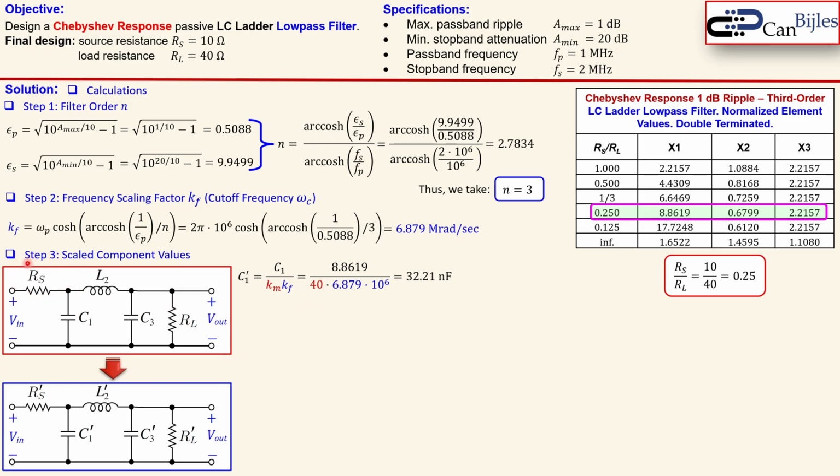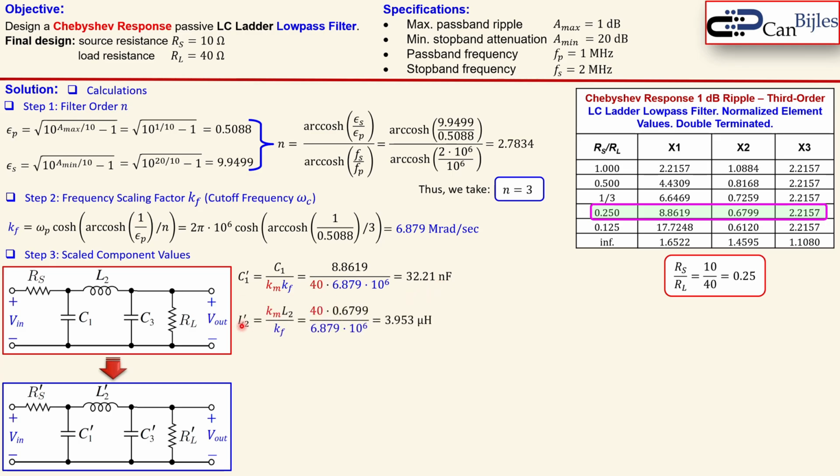The source resistor is considered to be 0.25. So you have 0.25 over 1, which is also the ratio here. You see that RS over RL is 0.25. That's the reason for having this K_MF of 40. Now that will give us 32.21 nanofarads.